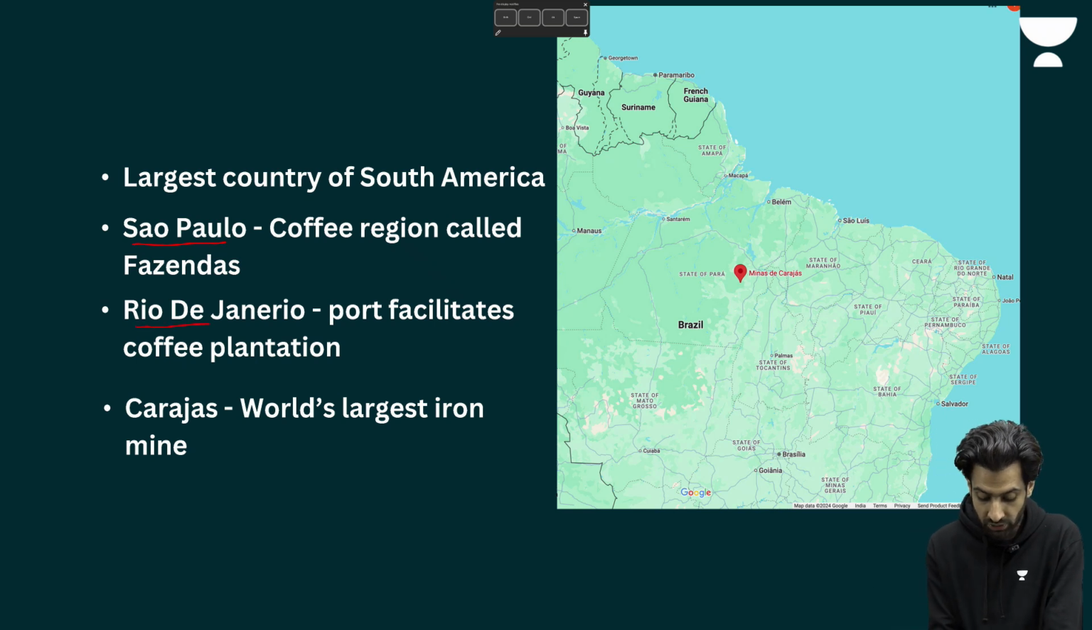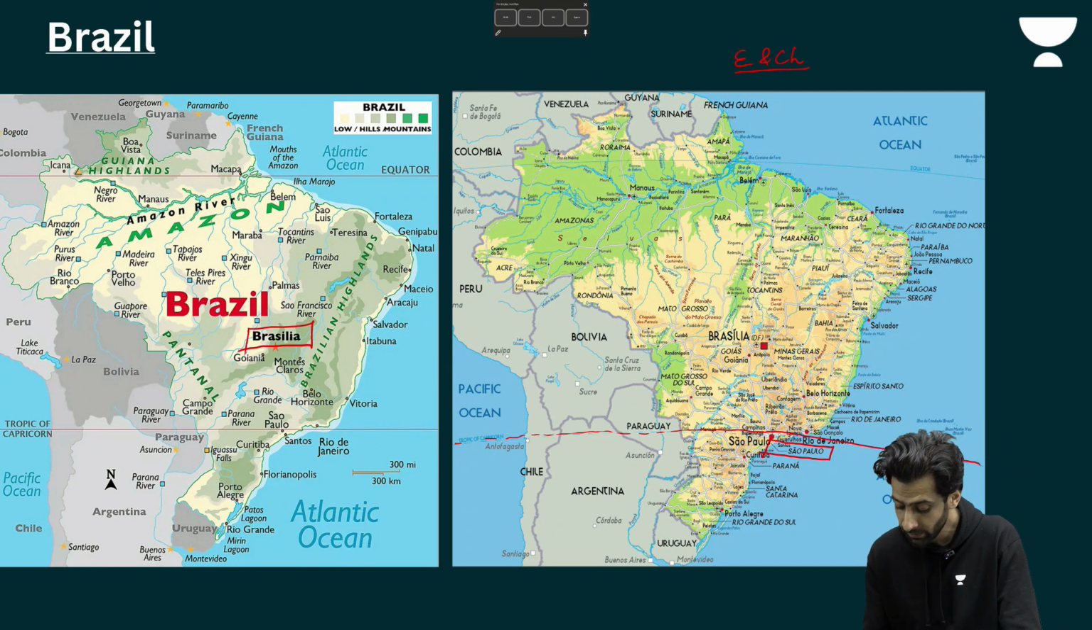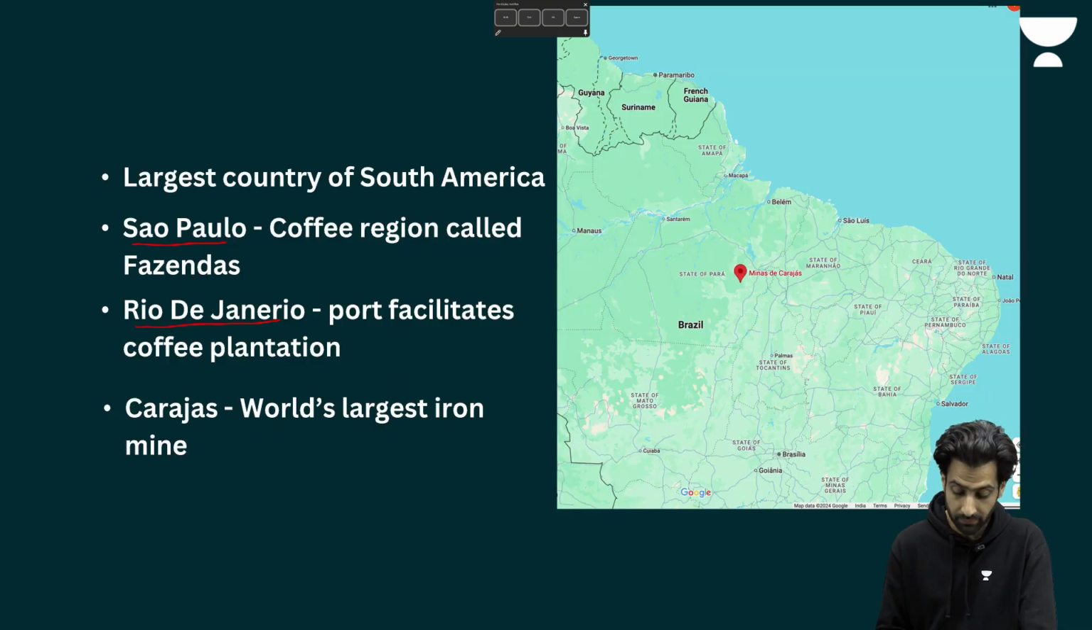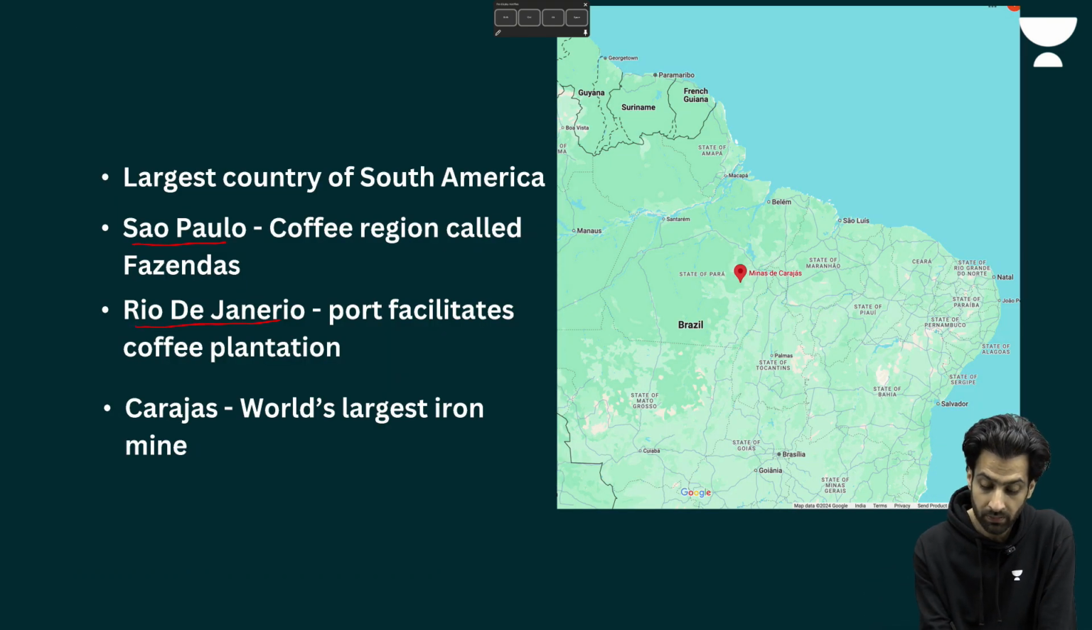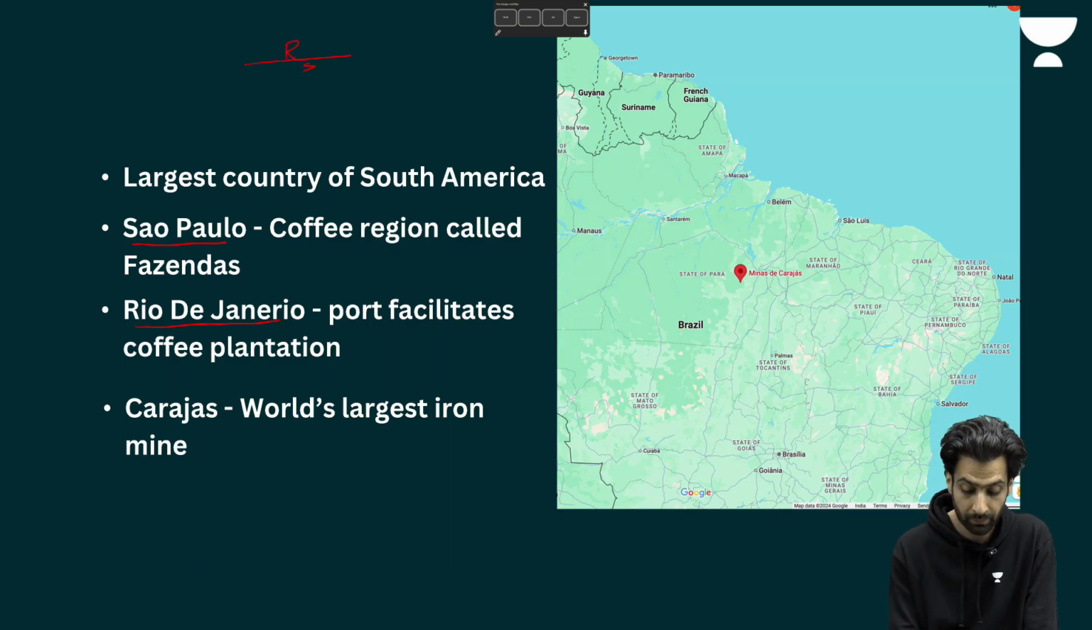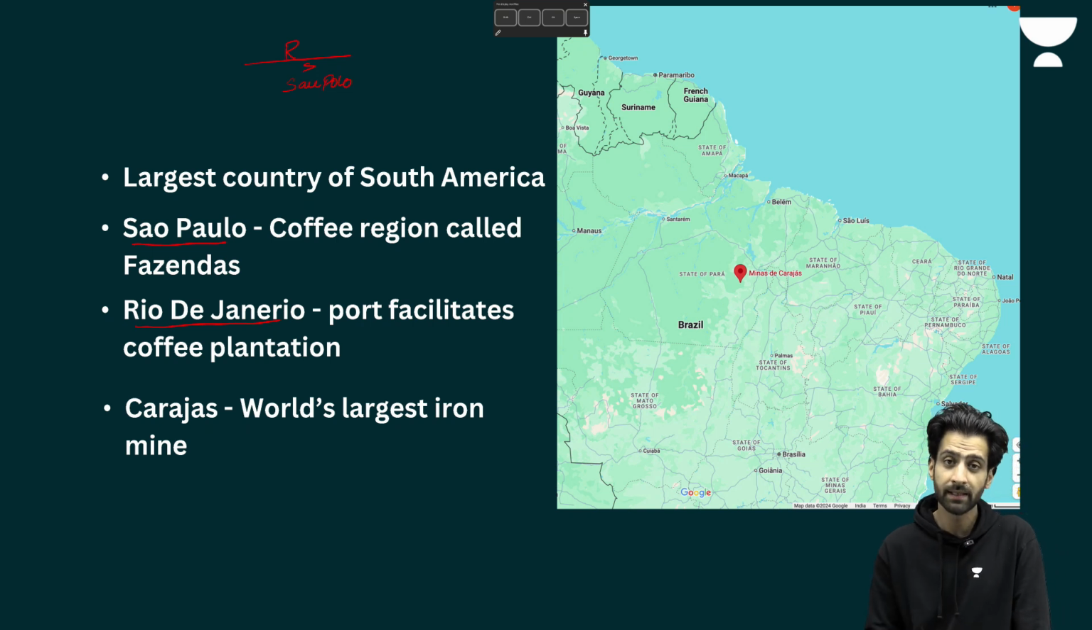Another important thing, Rio de Janeiro again, but this one will lie on the northern side of the Tropic of Capricorn. Just take the Tropic of Capricorn as the reference, and then you will be easily able to identify these places. And there is one more important place called Santos. This is also a port. So we have three important things here. First, Rio, North, then Santos and Sao Paulo. These are the important places in Brazil.